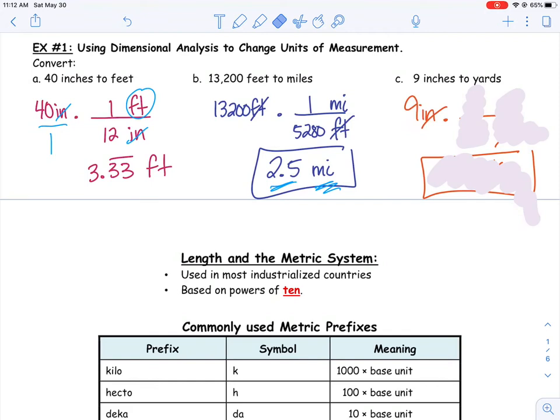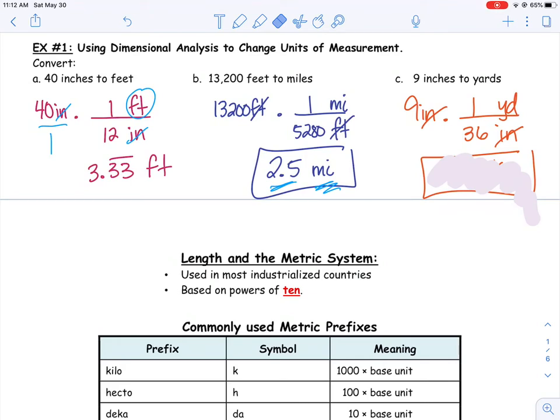All right, I'm going to start with 9 inches. I want to get rid of inches and convert it into yards. You can do this in a couple of different steps if you want to. But I took this inches. I want to cancel out the inches, so I want those on the denominator, and I can go straight to yards if I want to.